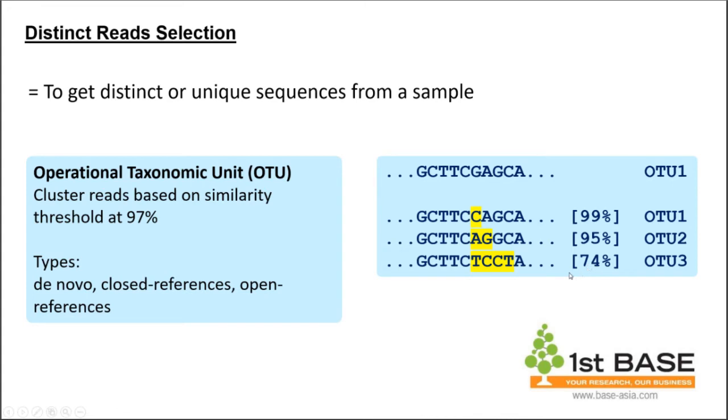And the same goes with the next sequence. Once we calculated the similarity, it is around 74%. So it is definitely lower than these two. So we will also consider this as another OTU. So basically, this is how the OTU clustering method works.